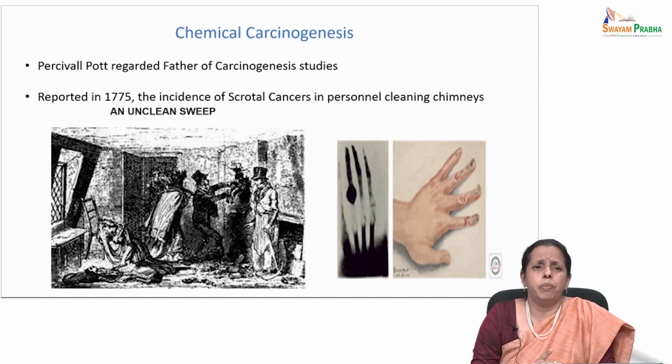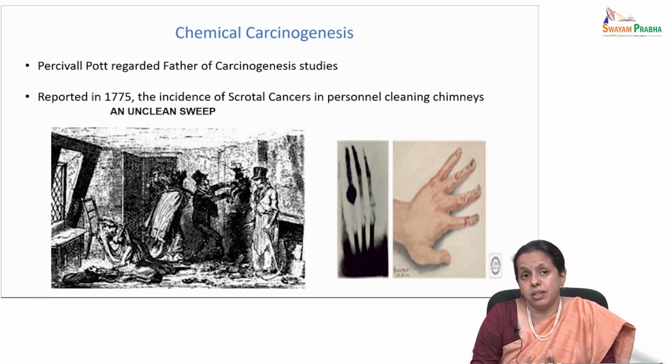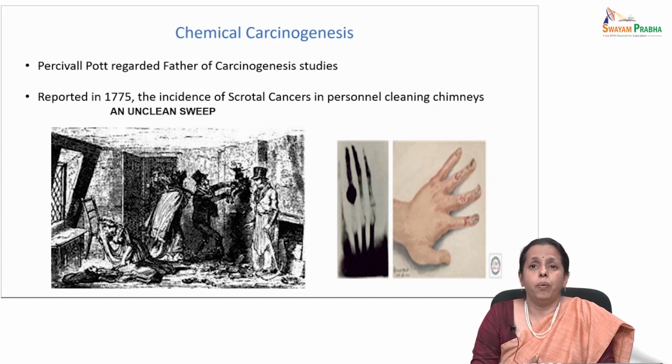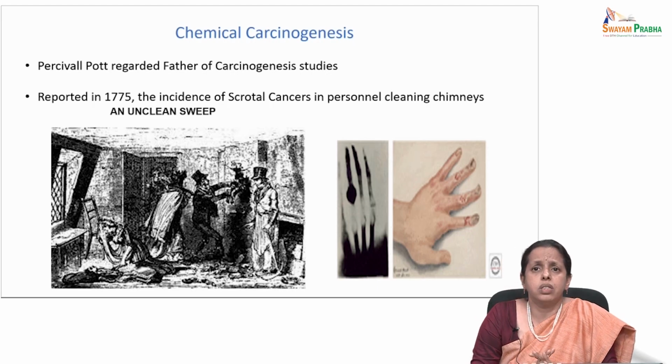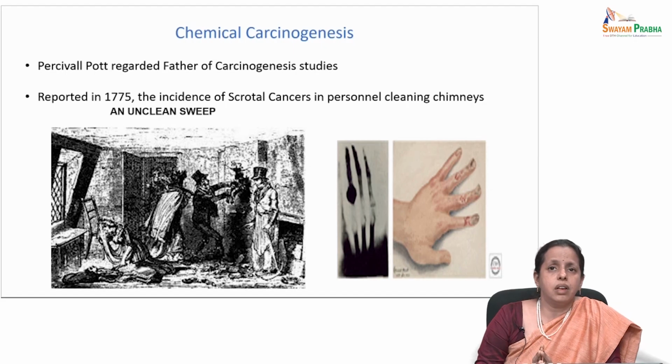Just go back to Oliver Twist, to that novel where the boys were cleaning chimneys. Because it's a British setup, there were a lot of incidents of scrotal cancers, especially in men who had ended up cleaning chimneys during their childhood days. Based on that, Percival Pott, called the father of carcinogenesis studies, proposed that the causative agent was chimney soot that remained lodged in the furrowed folds of scrotal skin, and his observation was the first.